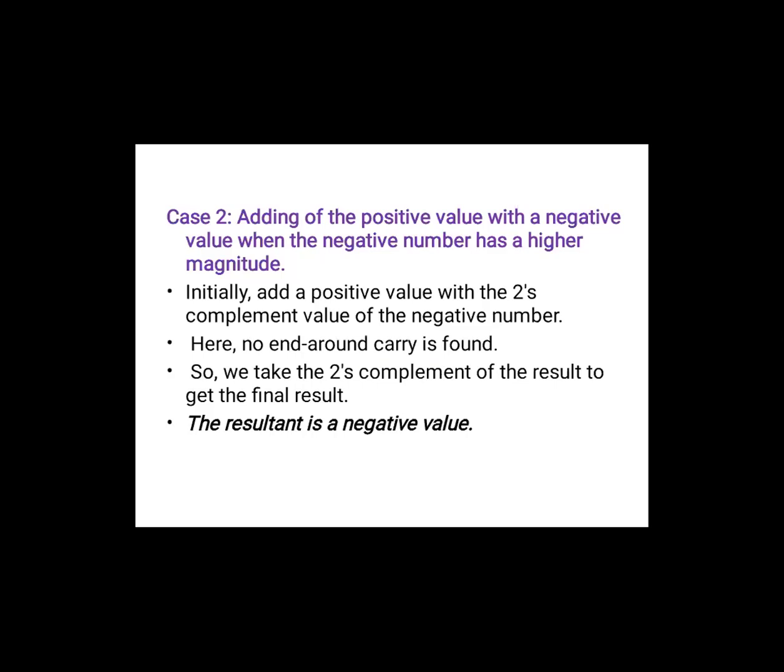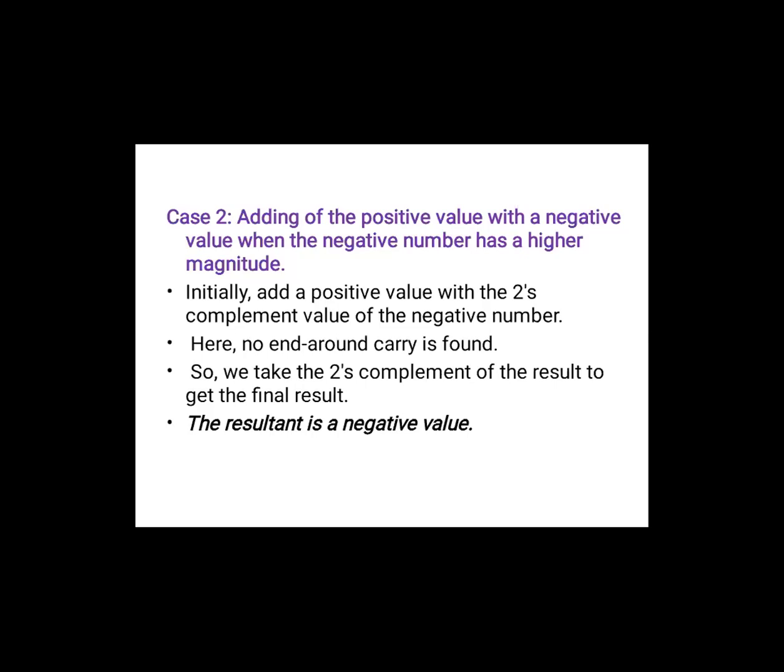So here I am not getting an end around carry. In the previous case, I was getting an end around carry and we were neglecting it and writing the answer as it is. Now here I'm not getting an end around carry, so whatever is my answer, we take the two's complement of the answer to get the final result. In the third step, it is different. And obviously the result is a negative value.